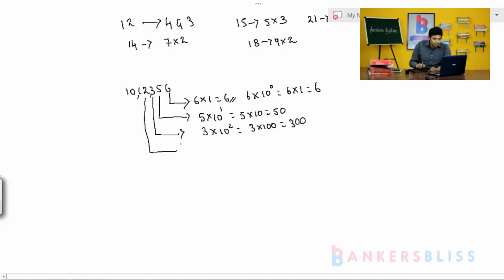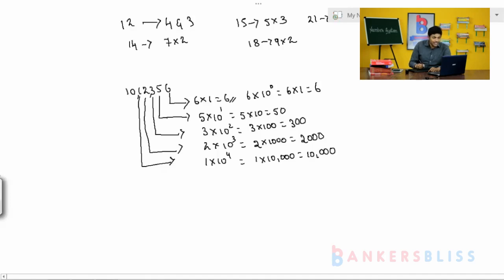Next, what is the place value of 2? That is 2 into 10 cube, that is 2 into 1000, which is equal to 2000. Can you identify what we mean by place value? Place value means the value of a number which is decided based on its place. Next, the place value of 1. The place value of 1 is 1 into 10 power 4, that is 1 into 10,000, which is 10,000. Next, 0. What is the place value of 0?